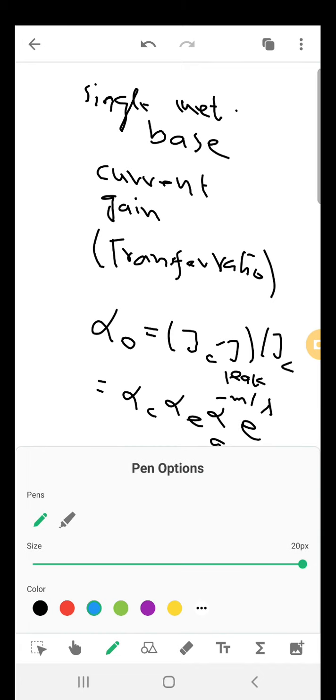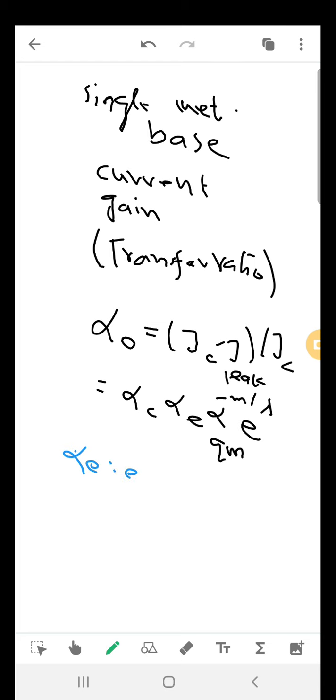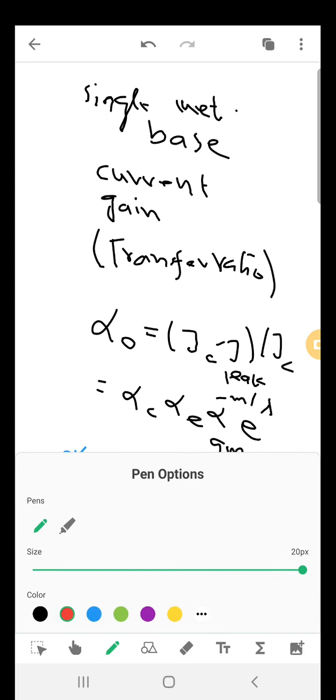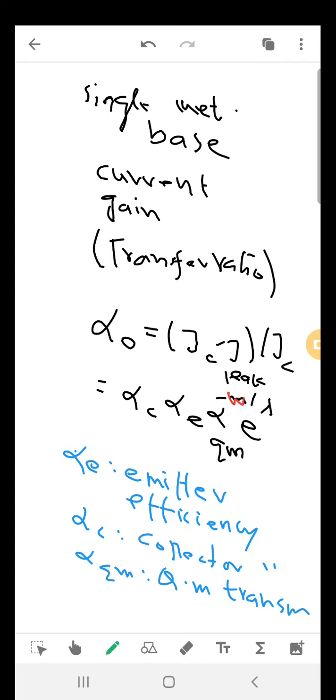where alpha E is the emitter efficiency, alpha C is the collector efficiency, alpha QM is the quantum mechanical transmission factor, W is the base width, and lambda is the mean free path of the hot electrons.